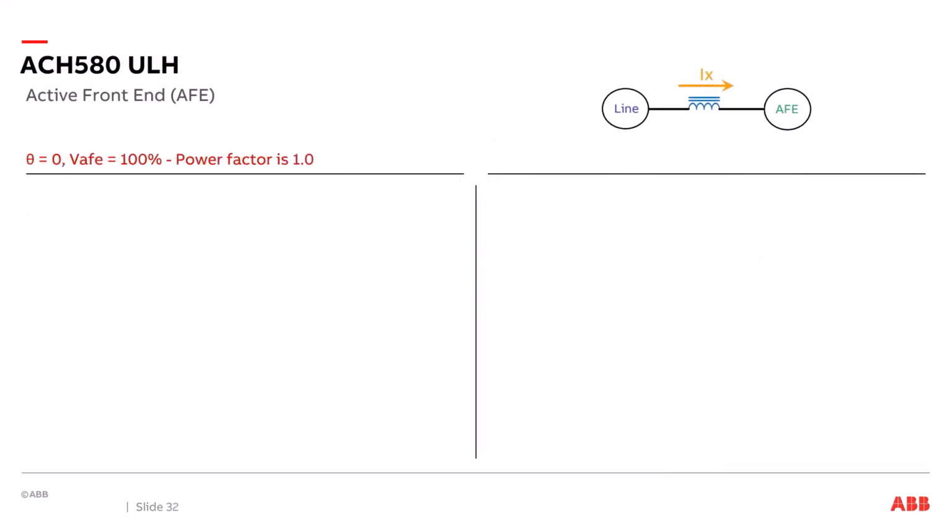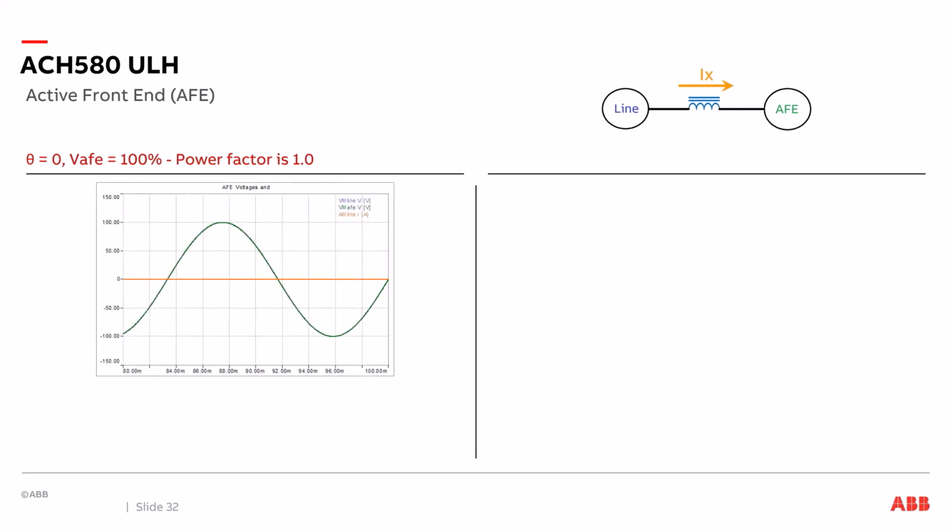Let's take a look at the voltage of the active front end compared to the voltage of the line, and the phase angle of the active front end to the line. If we have the voltage of the active front end at 100% of the voltage of the line with a 0 phase angle, the power factor is equal to 1. As we see on our diagram here, the voltage of the line and the voltage of the active front end are equal to each other. They're in phase with each other, and therefore no current is flowing.